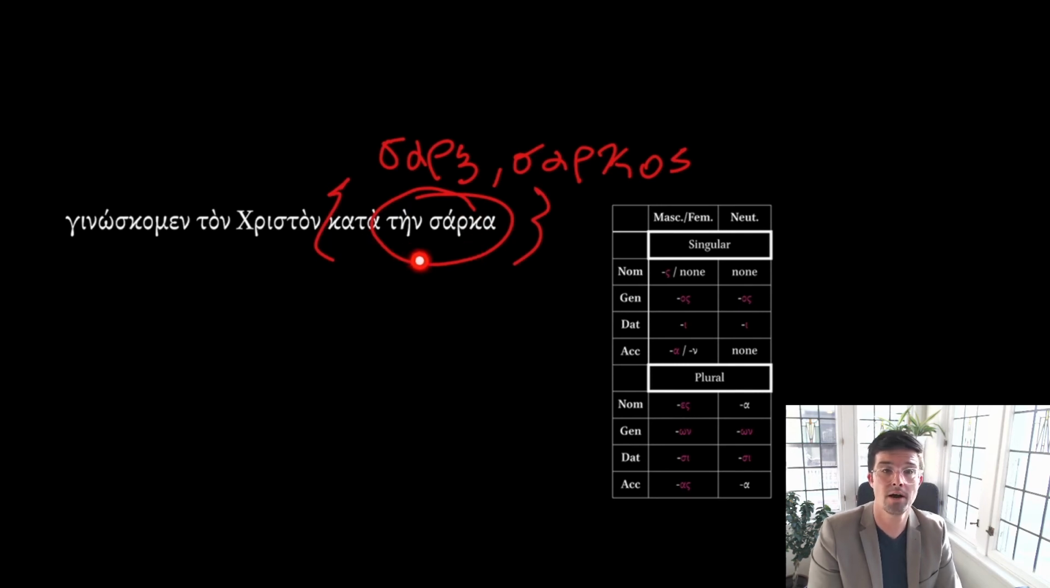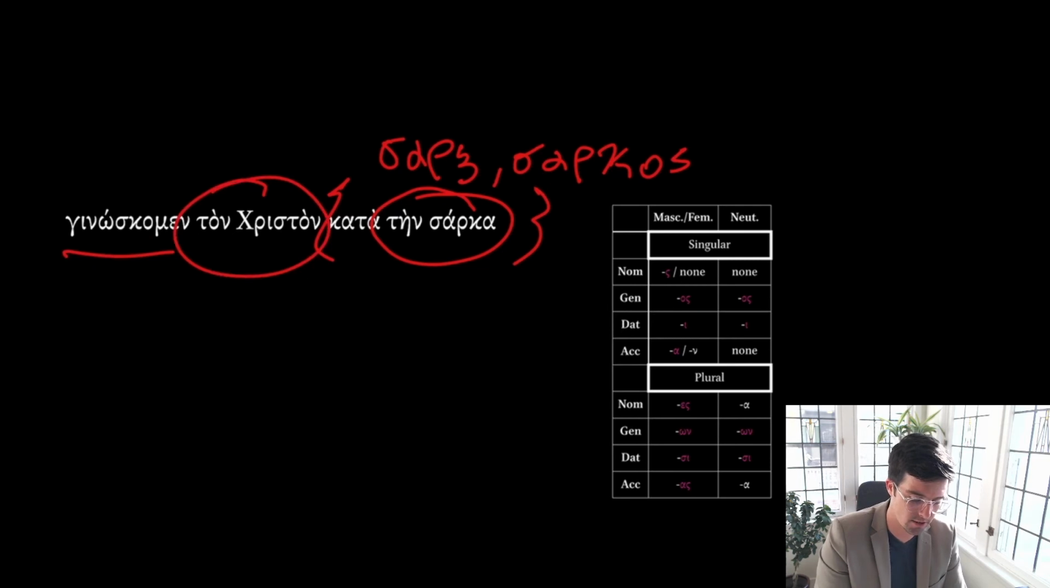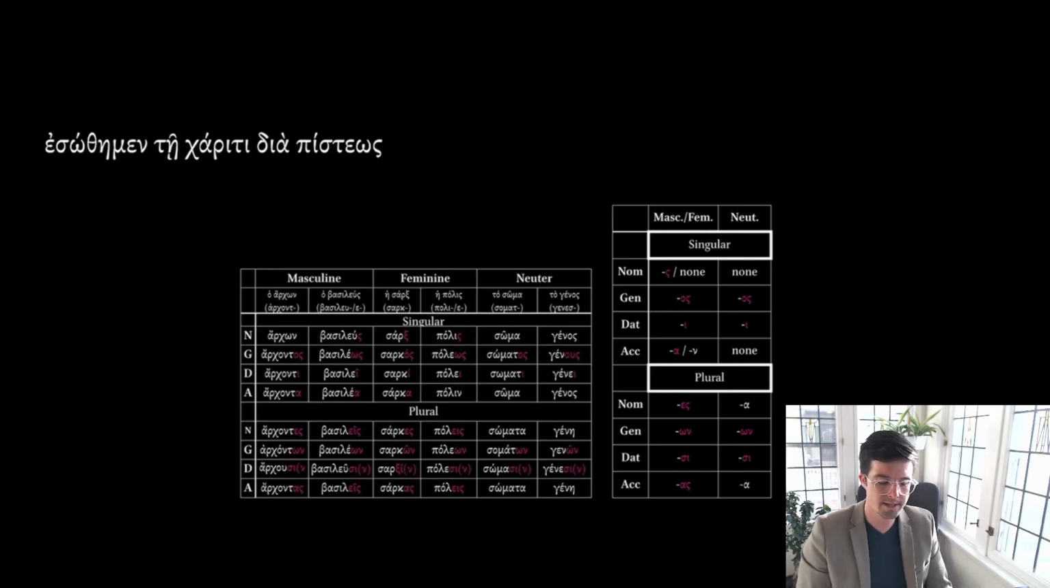So kata, when it takes the accusative case, is what? That's right, according to. So according to the flesh. And then to get the rest of our sentence in here, we know, genoskamen, a present active indicative first person plural. We know, this is our verb, ton Christon, the object of the verb. We know the Christ according to the flesh. Let's try another one here. See if you can identify the third declension noun here.